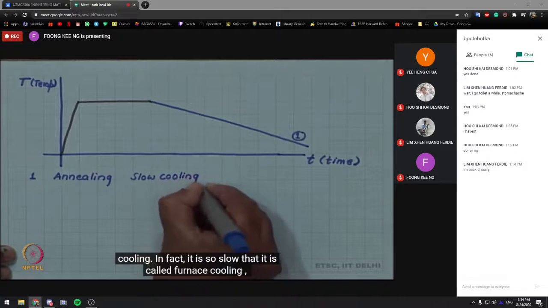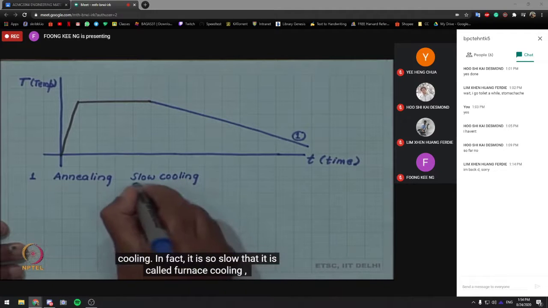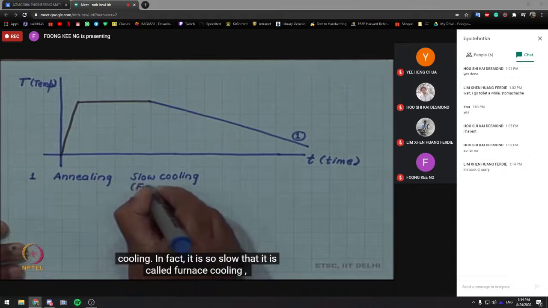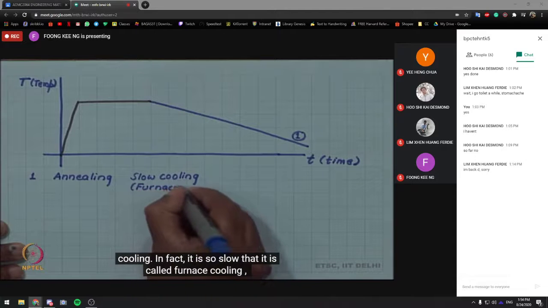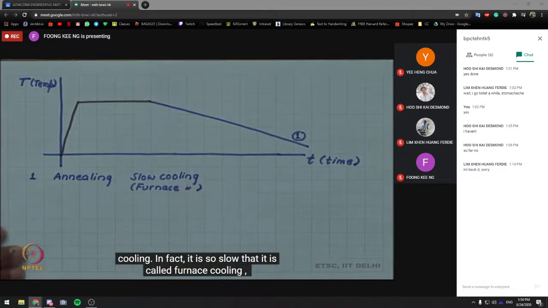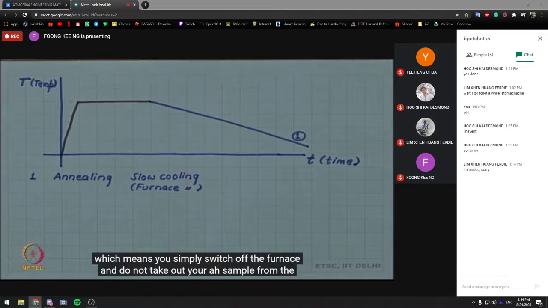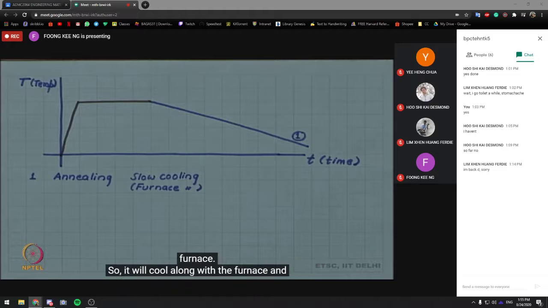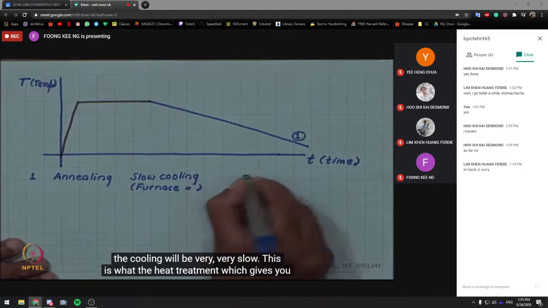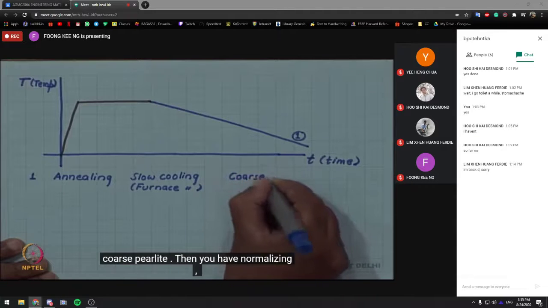Slow cooling. In fact, it's so slow that it is called furnace cooling, which means you simply switch off the furnace and don't take out your sample from the furnace. So it will cool along with the furnace, and the cooling will be very, very slow. This is the heat treatment which gives you coarse pearlite.